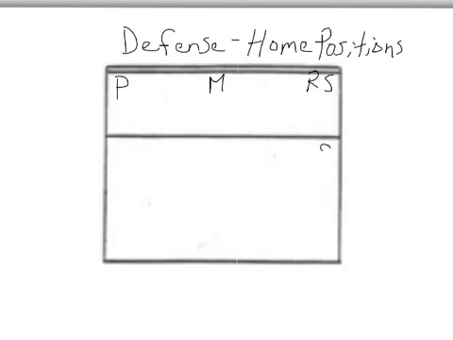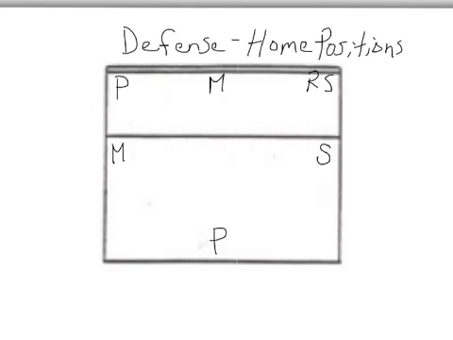The setter will always go to the right tee. Okay. The middle in the back row will always play on the left tee, and the power will play middle back. Okay. So these are our defensive home positions. This is where you need to get while the ball is in play on the other side of the court. Okay. So you need to get here early.